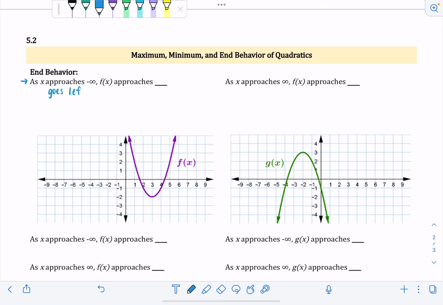Because the x values are getting smaller and smaller and smaller, they're approaching negative infinity. And over here, it says as x approaches positive infinity. That just means as the graph is going to the right, as all the x values are getting larger, because on the right side of the graph, all the x values are getting larger and larger and larger. So that just means as the graph goes right.